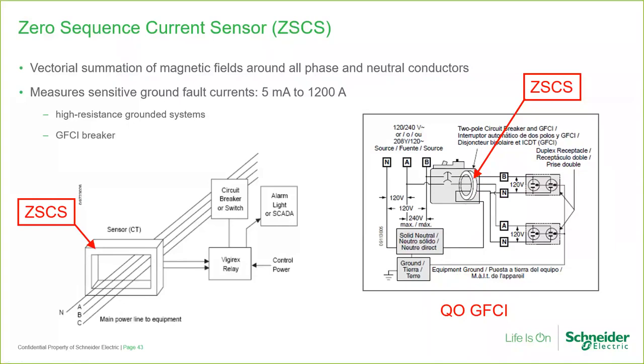Zero sequence current sensors are also used in high resistance grounded systems to detect feeder ground fault current, where the ground fault current is typically limited to 5 amps through a neutral grounding resistor. And 5 amps is too low of a current to be detected by the residually connected CTs of electronic trip circuit breakers with ground fault protection.